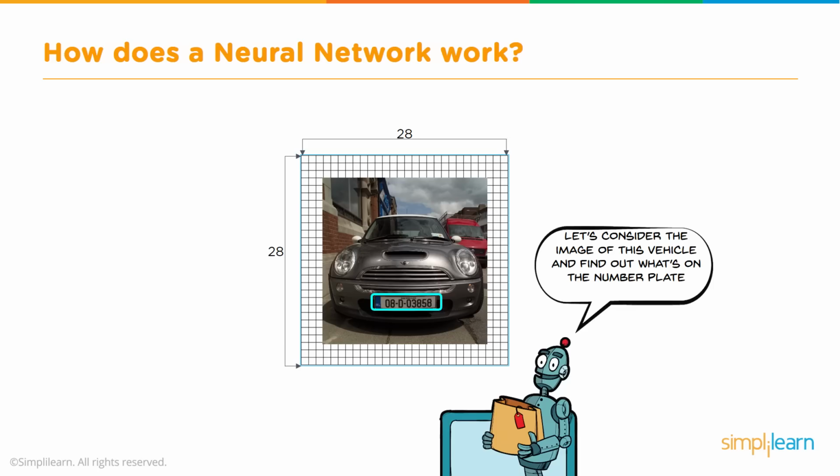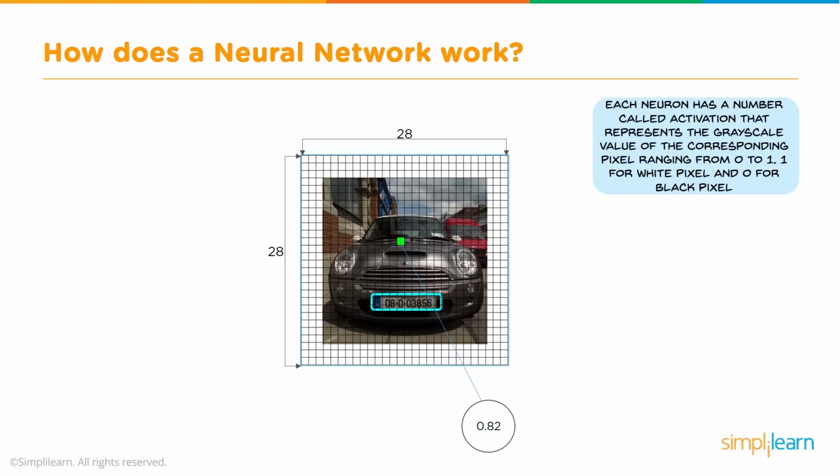So here we are, and we have an image of a car, and you can see the license plate on there. So let's consider the image of this vehicle and find out what's on the number plate. The picture itself is 28 by 28 pixels, and the image is fed as an input to identify the registration plate. Each neuron has a number called activation that represents the grayscale value of the corresponding pixel range. And we range it from 0 to 1, 1 for a white pixel and 0 for a black pixel.